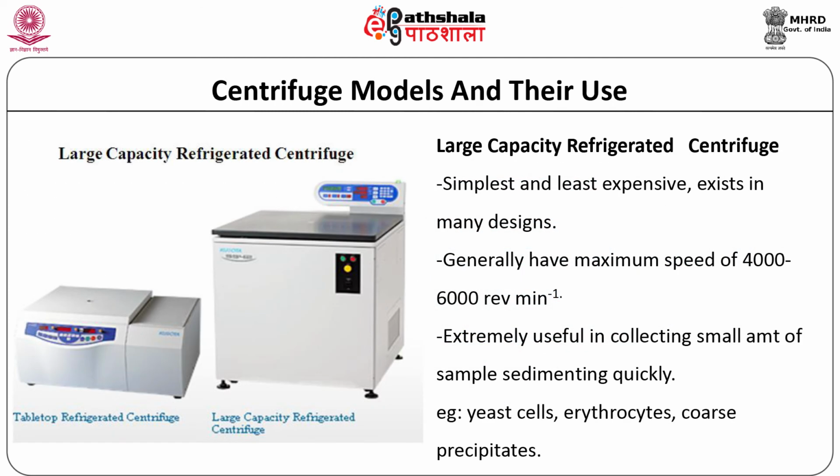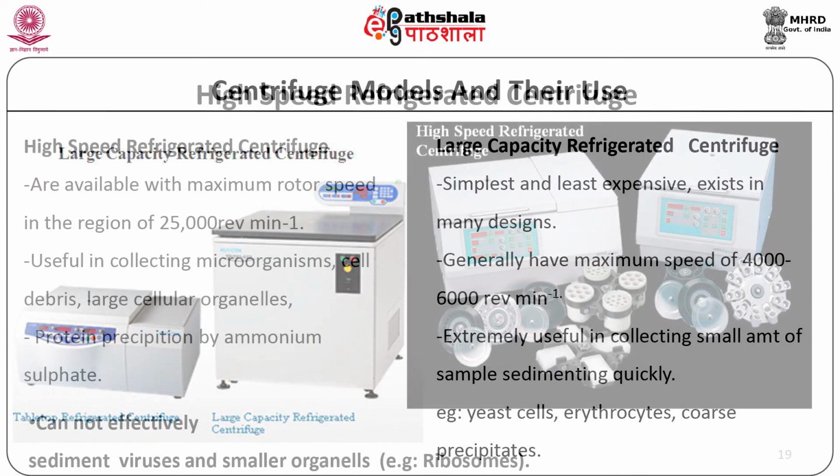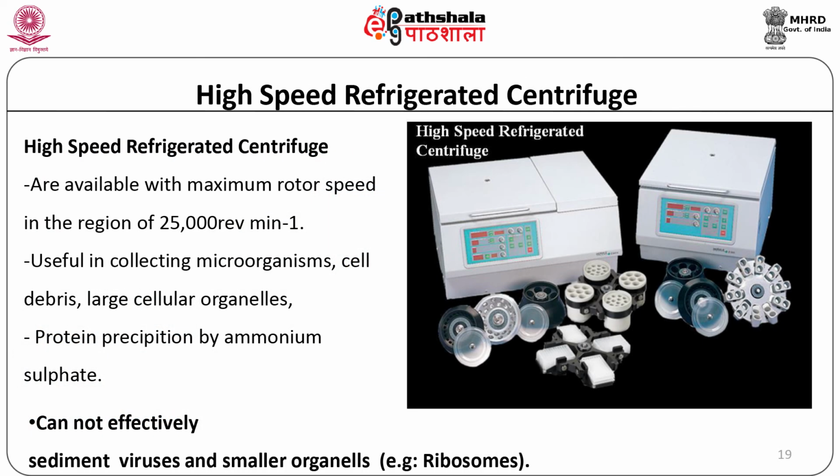Refrigerated centrifuge with large capacity. It has maximum speed of 6000 revolution per minute and has refrigerated rotor chamber. In this centrifuge, the centrifuge tubes and their content should be balanced and the rotor must not be loaded with odd number of samples. High speed refrigerated centrifuge.